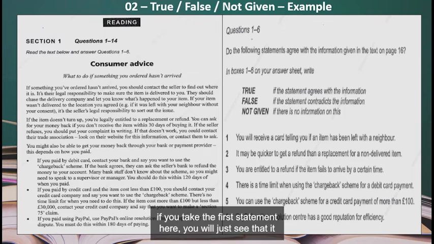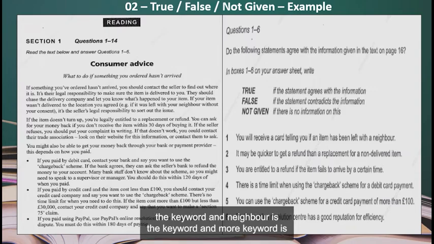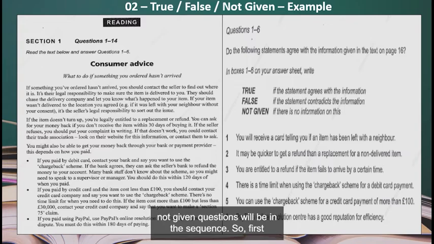For example, if you take the first statement here: you will receive a card telling you if an item has been left with a neighbor. So you will look for the keywords. Card is a keyword, neighbor is a keyword, and another keyword is item. You will start looking for the keywords in the text, and normally true, false and not given questions will be in sequence.